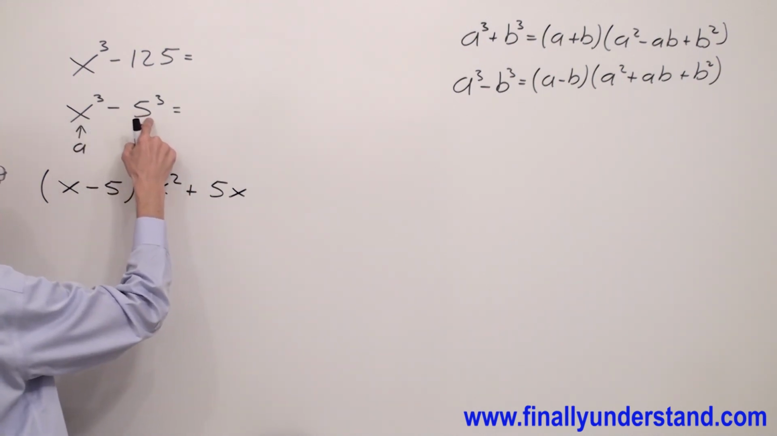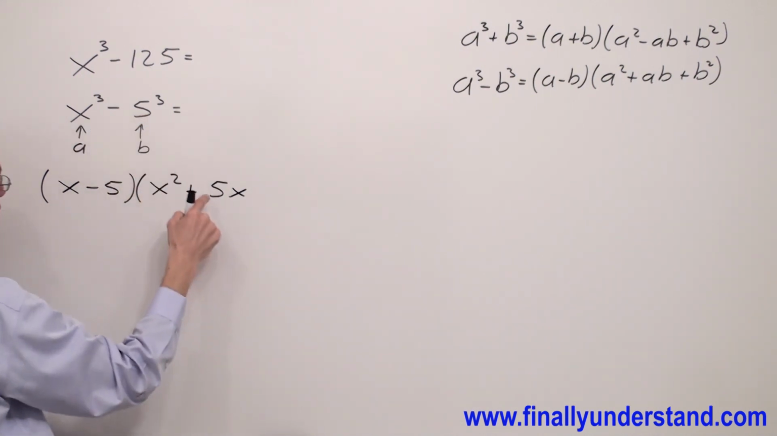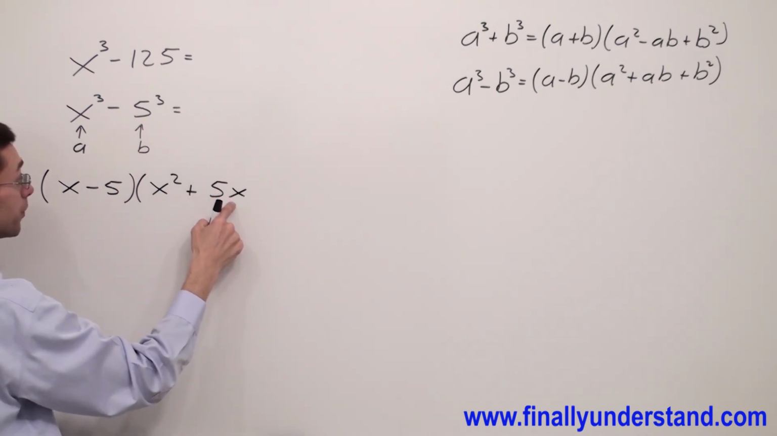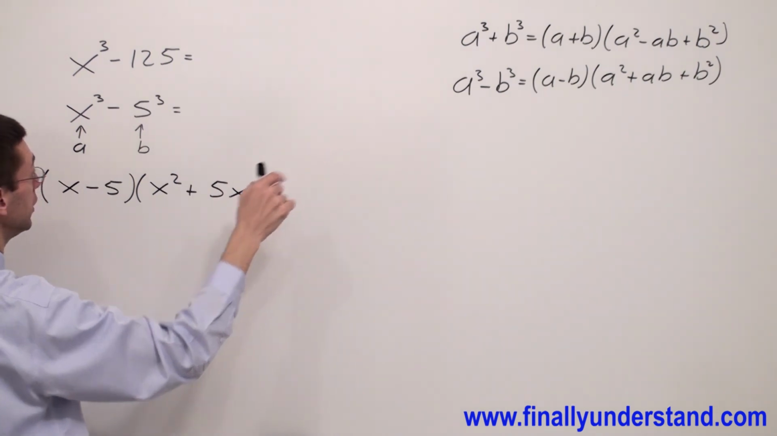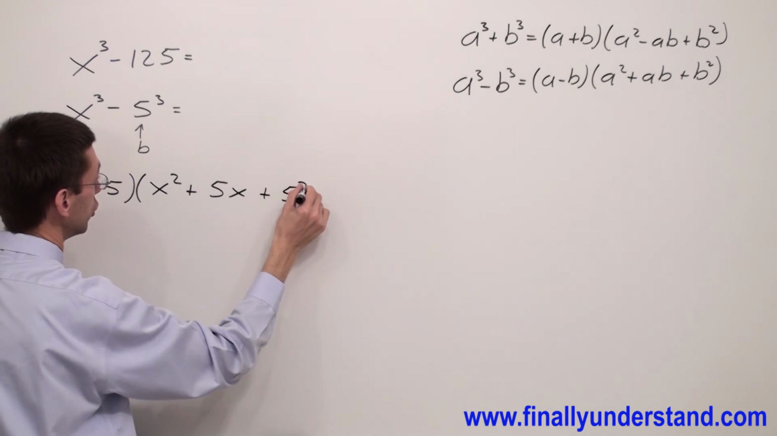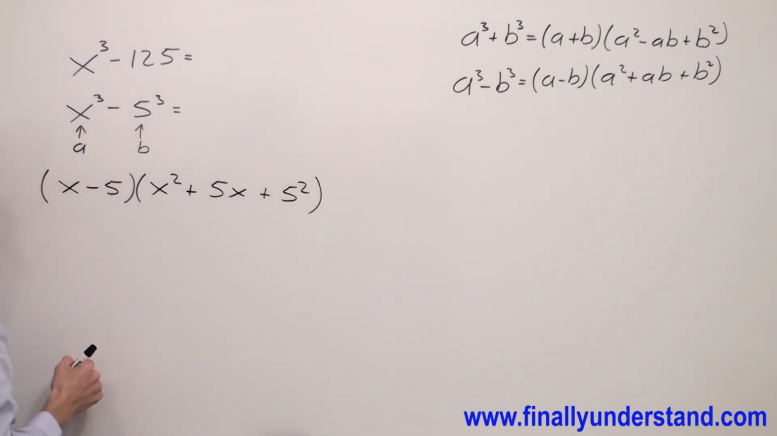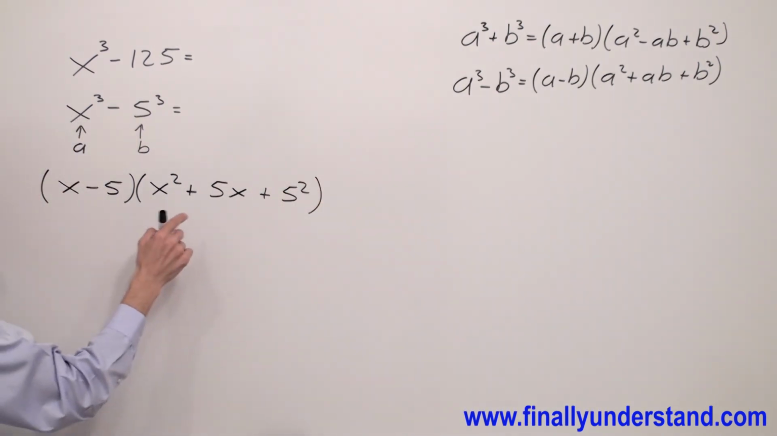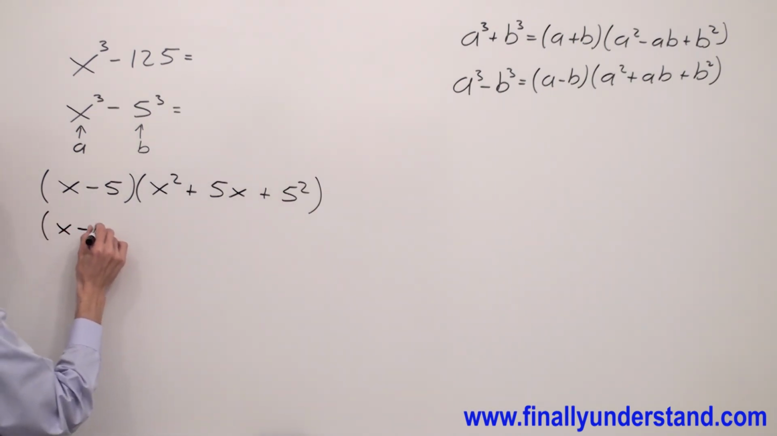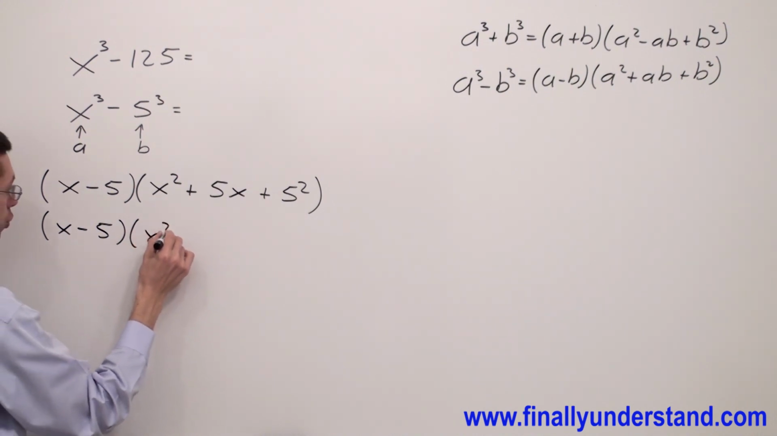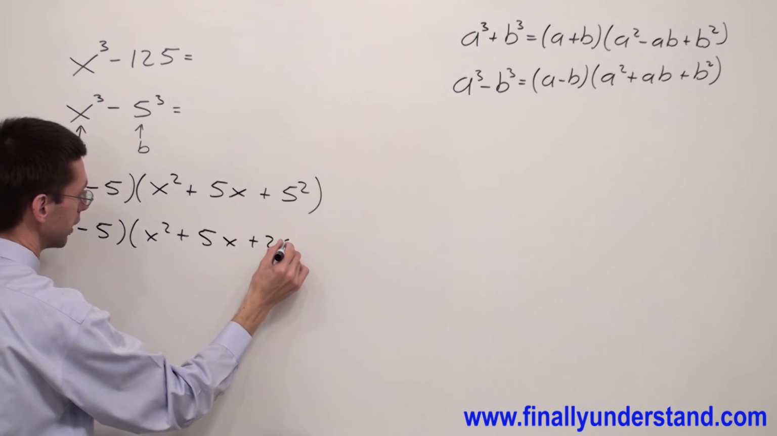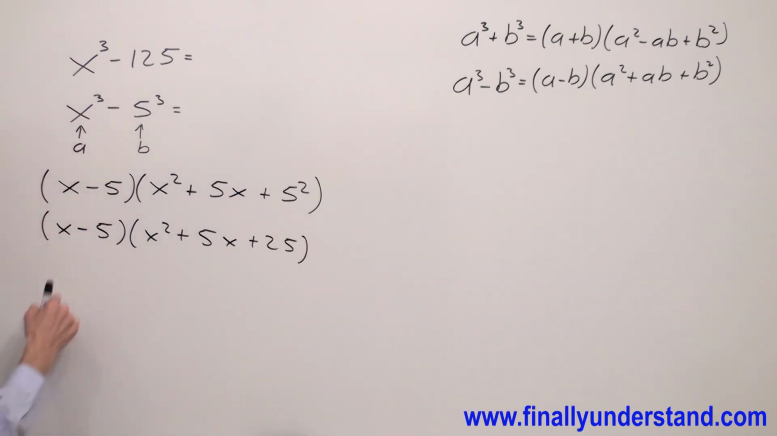X times 5 is x5, but in mathematics we write the number first. That's why I wrote 5x. Plus b squared, plus 5 squared. Okay, now let's perform this operation with exponent. I'm going to have x minus 5, and I have x squared plus 5x plus 25. This is the solution to my problem.